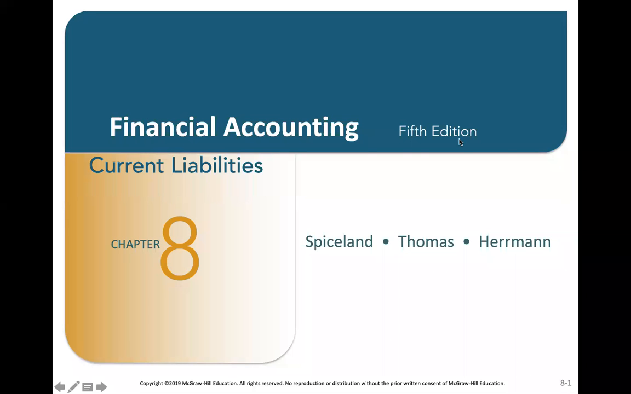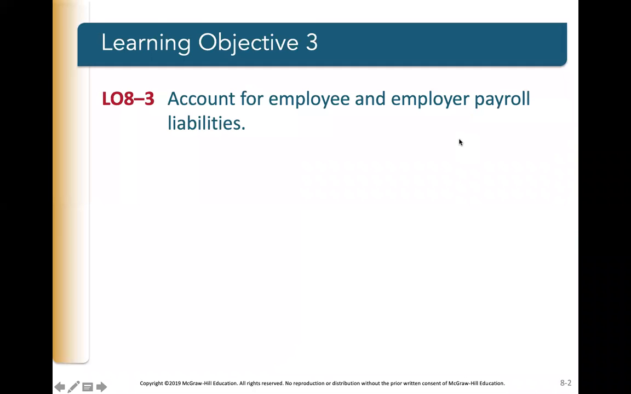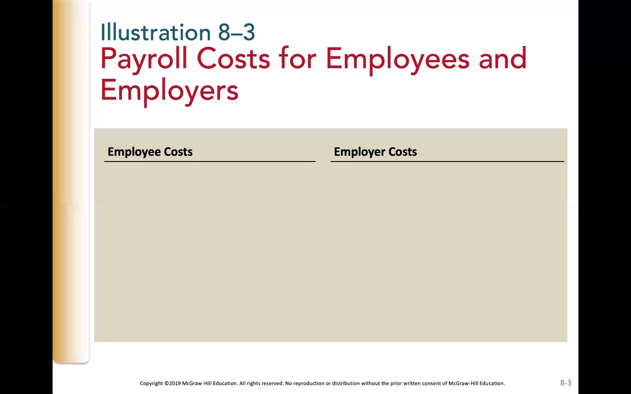Chapter 8, Current Liabilities. In this learning objective, we'll account for employee and employer payroll liabilities. This is probably my favorite part of this chapter, as it discusses employee-employer payroll liabilities, something that we will all incur at some point in our lives. It's important that everybody understands how paychecks are calculated and how the amounts that are withheld from your paychecks are figured. And this part of the chapter goes over that.